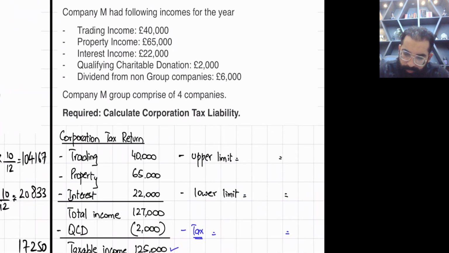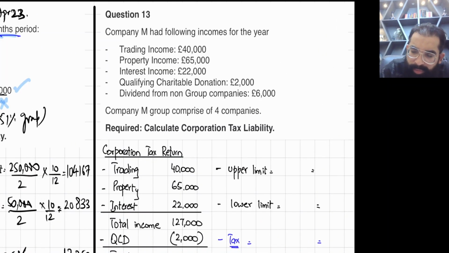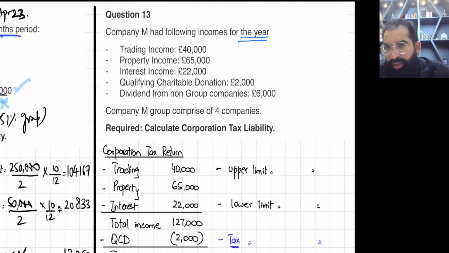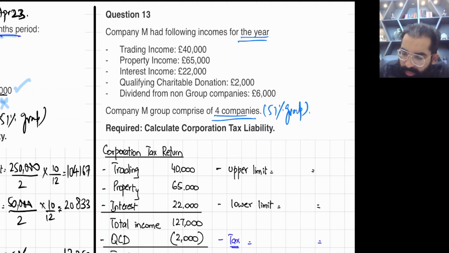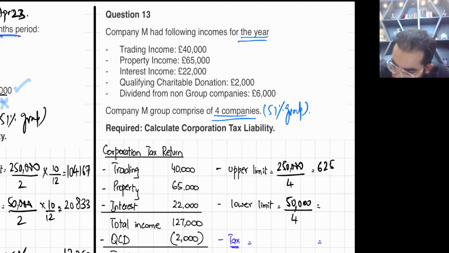Now question number 13. Check it out. Now this time they are saying it's a complete year. Year means 12 months, so no more apportionment because of the accounting period. But yes, you have four companies in the 51% group, so the limits will be divided by 4 only. So this is 250,000 divided by 4, and the lower limit is 12,500.